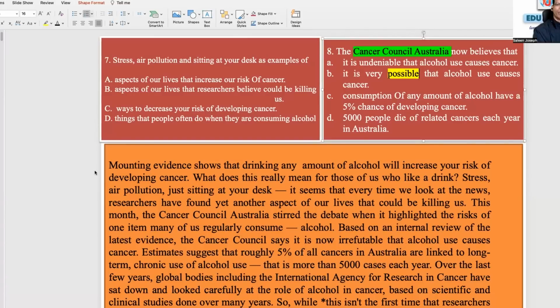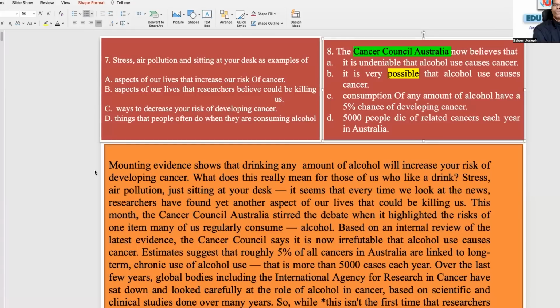Any amount, you drink any amount. You say, I am just a social drinker, I am drinking just one peg every day. Whatever, definitely you will have cancer. It's a factual statement. But option B says it is very possible that alcohol use causes cancer. It is possible. Does it go together? No. A factual statement and probability will not go together.